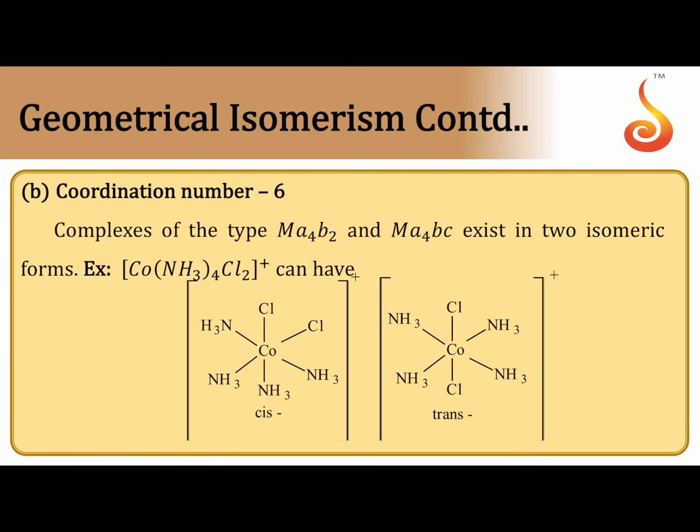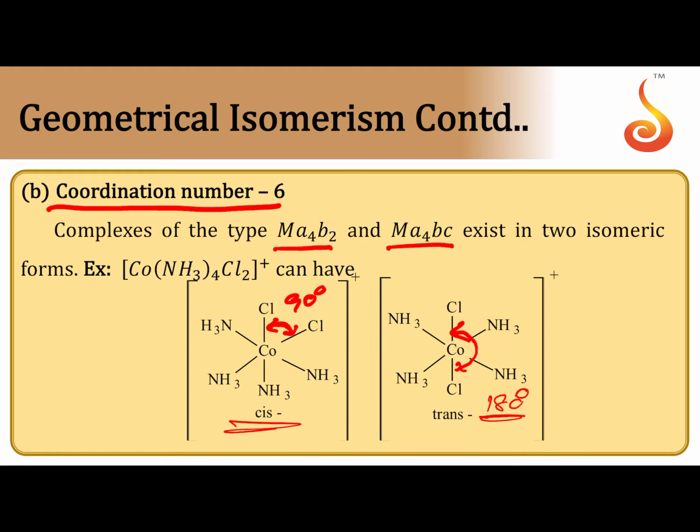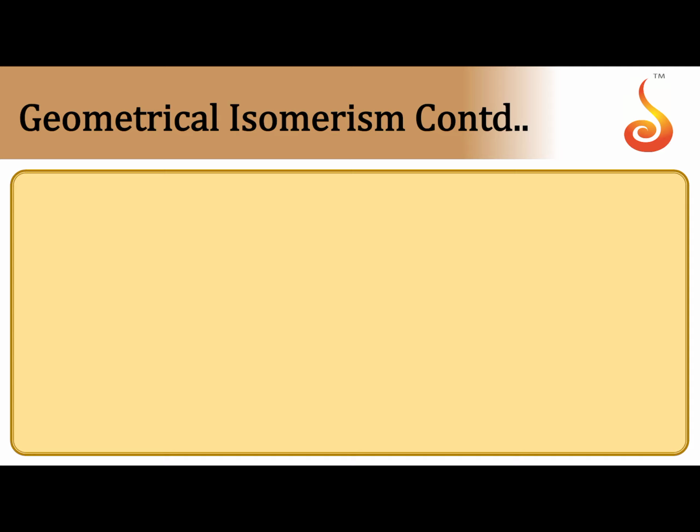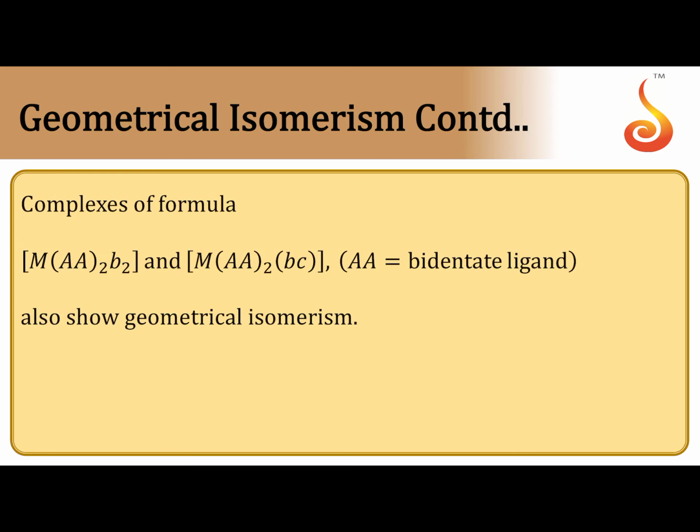of complexes. Next, with coordination number 6, MA4B2 or MA4BC can exhibit this type of geometrical isomerism. Here two chlorines are on adjacent positions, making the angle 90. In the next one, two identical ligands are away from one another, making angle 180. So the first one is cis, the second one is trans.